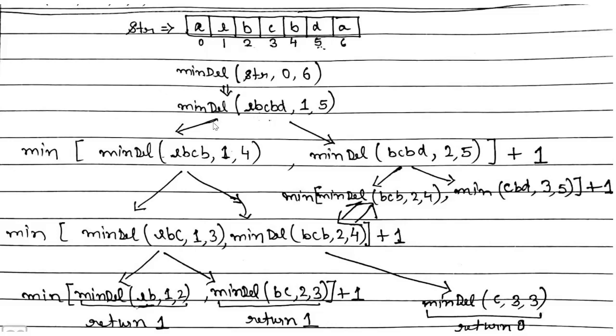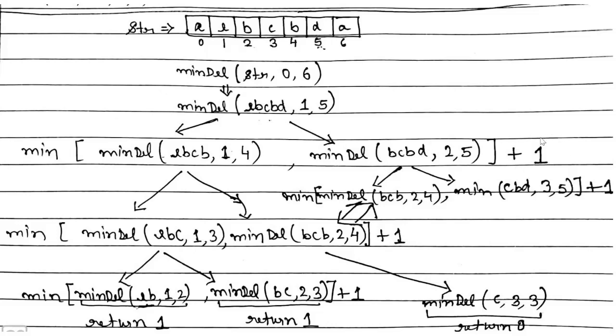So what do we need to do? We need to branch out. And how do we branch out? We check, okay, what if I send EBCB and ask how many minimum deletions you need to make to this string such that it becomes a palindrome? And in the other branch I ask, okay, tell me for BCBD, how many minimum deletions I need to make such that BCBD becomes a palindrome, and then I add 1 to it.